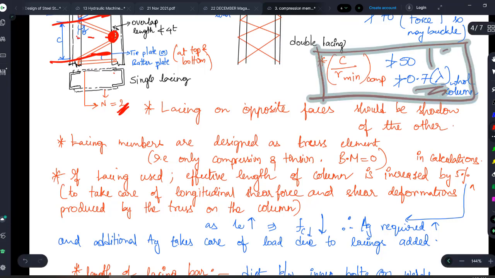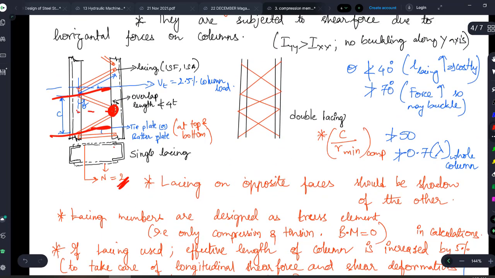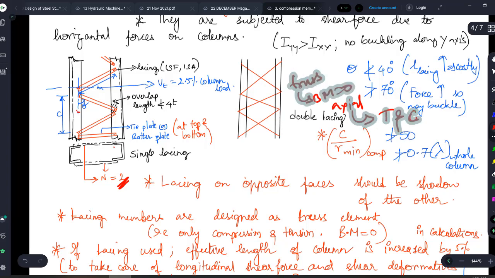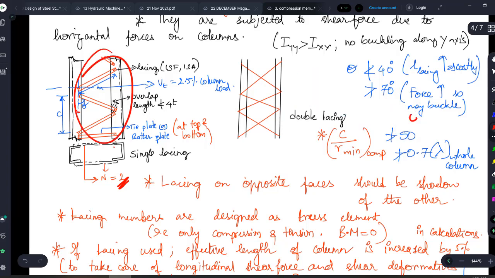So I have repeatedly told you that this lacing will be like a truss. Truss bending moment लेगा क्या? No, right? Bending moment is zero in your truss. All the truss can take is axial forces, यानी it can take either tension or compression. Okay, either tension or compression. So remember, whatever lacings are there, they will be taking only compression or tension, that are axial forces.